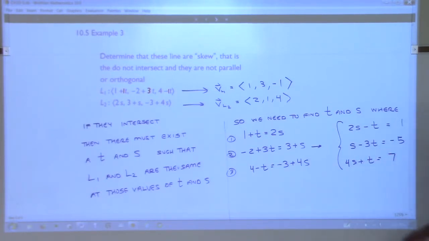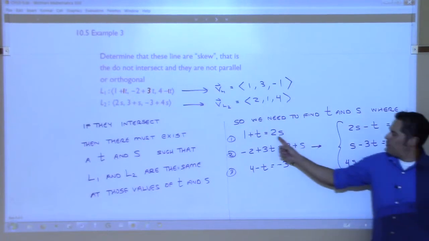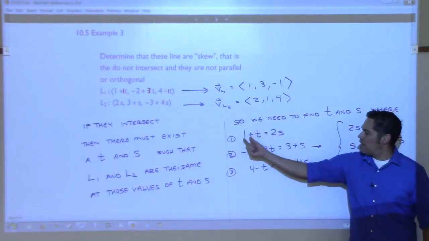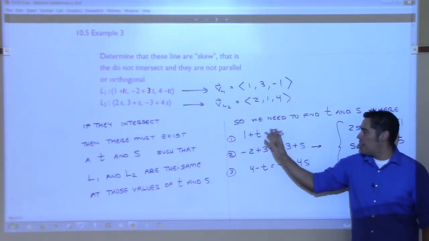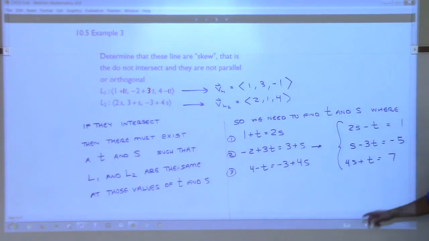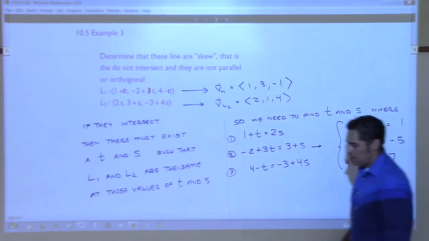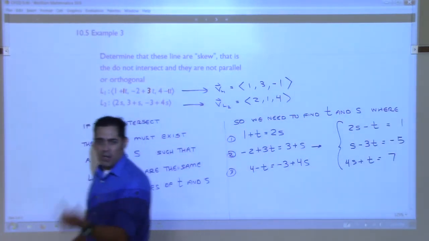I think I did that right. Basically what I'm doing is moving all my s's and t's to the left side and all my constants to the other. So this is what I should get when I do that. Now it's a little easier to see you have a system of equations, 2 unknowns, 3 equations. So how do we solve a system like this? You have more equations than unknowns.